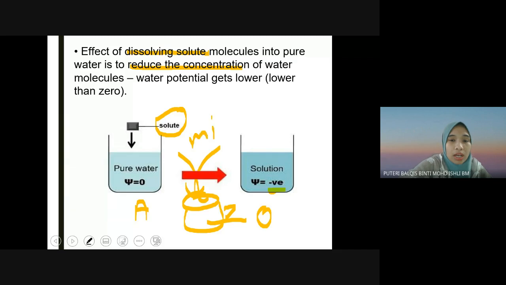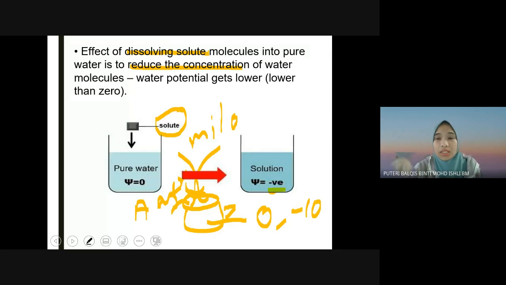After that, I put Milo. After I put Milo, the water potential maybe will become negative 10. It will be reduced, okay, sebab saya dah letak solute tadi. So, dia dah reduce. Then, I put sugar. Saya letak lagi sugar. Mungkin dia akan kurang jadi negative 20. So makin lama dia berkurang. Lagi banyak awak letak solutes, dia akan lagi berkurang. Okay, itu adalah konsep water potential.